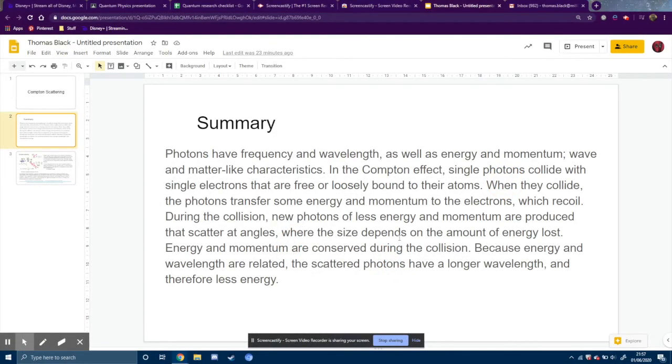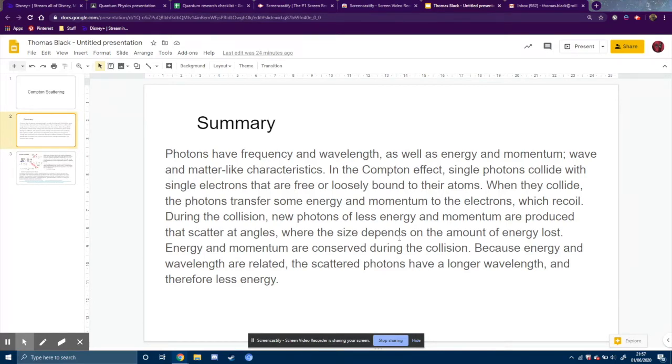The Compton Effect. Before, it was believed that photons only showed wave-like characteristics, but in 1923, Arthur Holly Compton proved that they had matter-like qualities as well, specifically energy and momentum. So, when photons, usually of the X-ray or gamma ray frequency, collided with loosely bound electrons, they would transfer some of their energy and momentum to them.